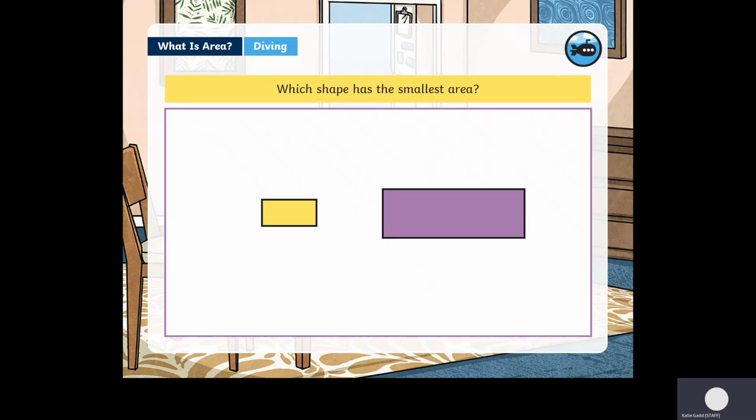Okay, the next question then. Which shape has the smallest area? Pause the video and come back when you're ready. Okay, again, we could probably fit this yellow shape inside the purple shape. Therefore, the yellow shape is the shape with the smallest area. It's got the smallest space inside.